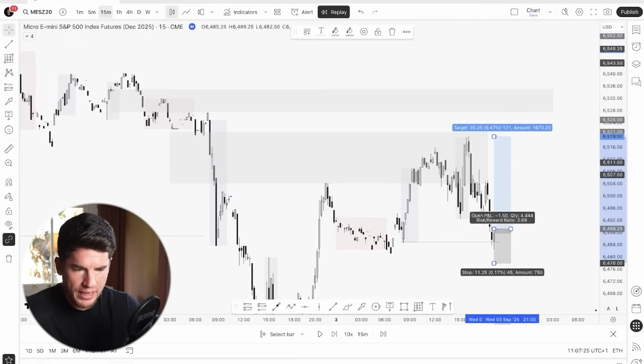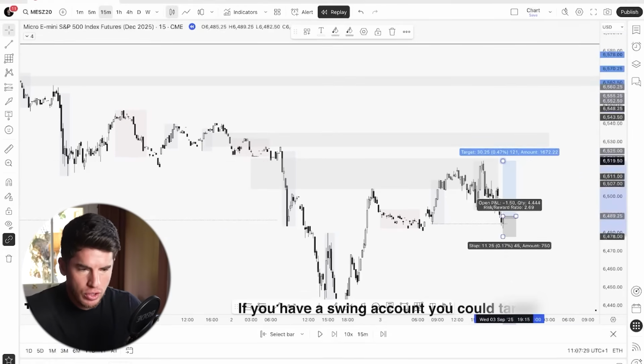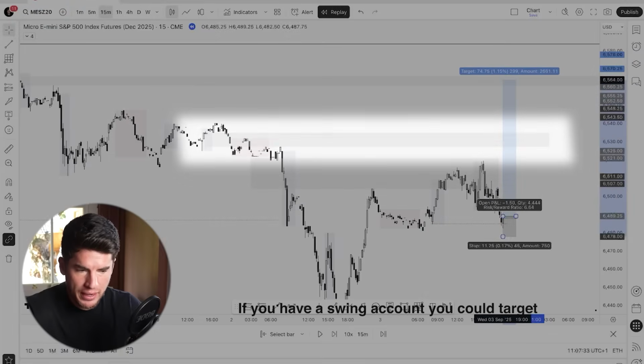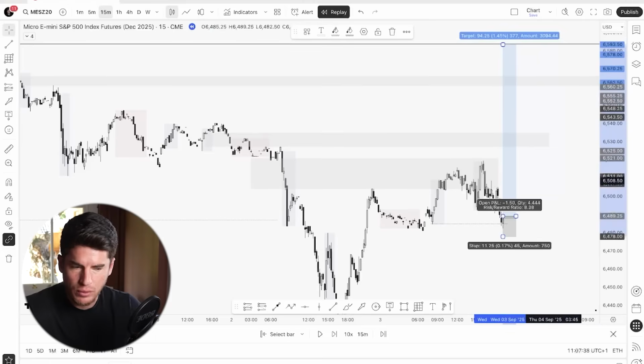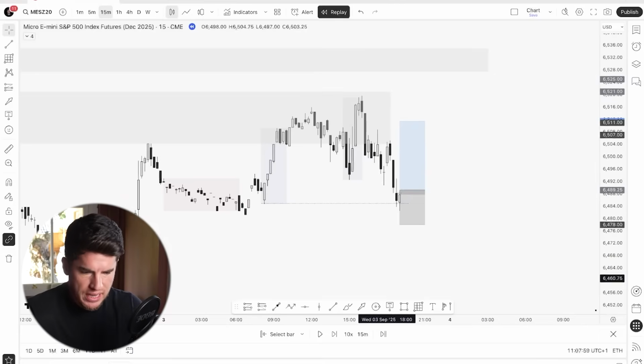If you have a swing account, if you're trading a personal account or a swing CFD prop firm account, you could target the nearest 4-hour gap, the next 4-hour gap, or even the higher time frame structural highs and just trail your stop beneath or keep the stops at break even and see how much you can edge out of this bullish market. But for the purpose of this video, let's keep it at a strict 2-to-1 and let's see how this trade plays out.